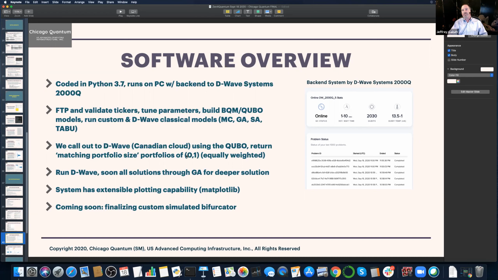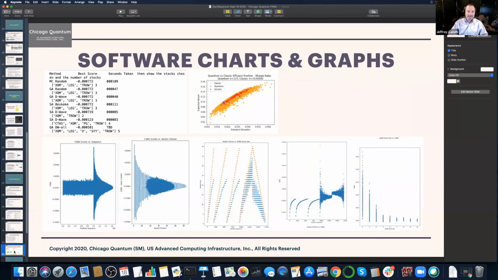We get ones and zeros back, which we then have to translate back into the ticker names. And again, coming soon, we're going to take what Clark built, the simulated bifurcator, and build that back into the production code. It's going to take some testing, we want to make sure it works as we expected. And these were some of the plots you saw and a few others. Sometimes people want to talk about the plots.